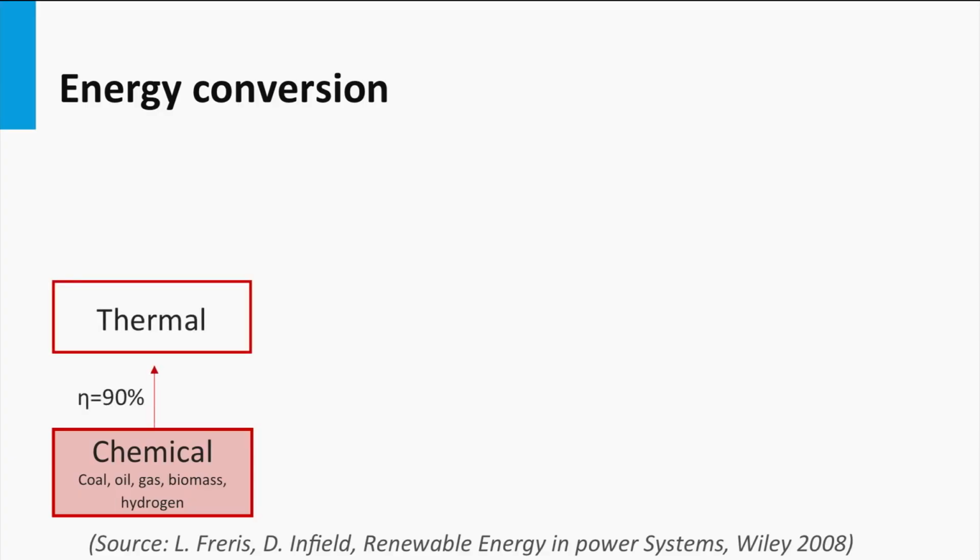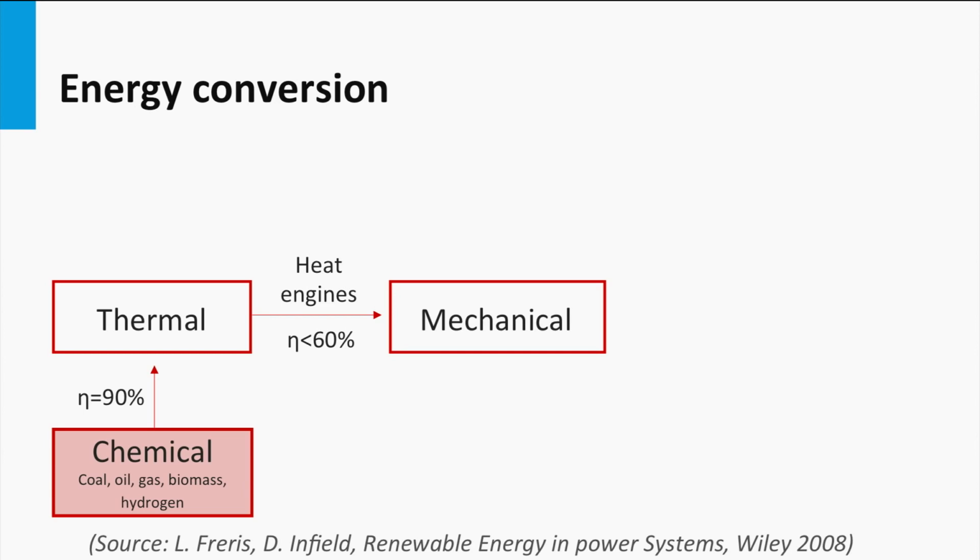By burning fossil fuels, roughly 90% of the chemical energy is converted into heat. Using heat engines, thermal energy can be converted into mechanical energy. Heat engines have a conversion efficiency of up to 60%. The far majority of the current cars and trucks are based on this principle.